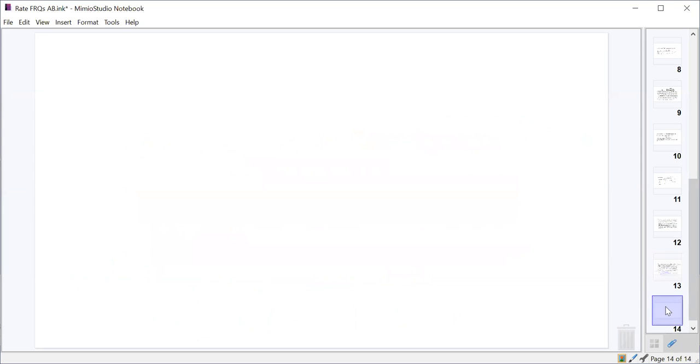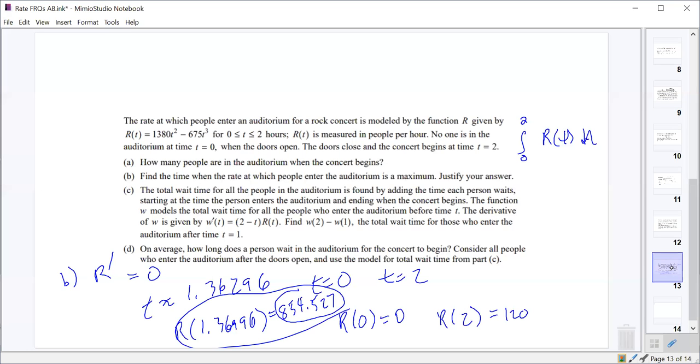Then somebody was also asking about part C for this one. So for part C, we've got the total wait time for all the people in the auditorium. We find that by adding the time each person waits, starting at the time the person enters the auditorium and ending when the concert begins. Then they give us a function w that is the wait time for all people who enter after time t. Then they give us the derivative of w, which is 2 minus t times r of t. And they just want us first off to find w of 2 minus w of 1.